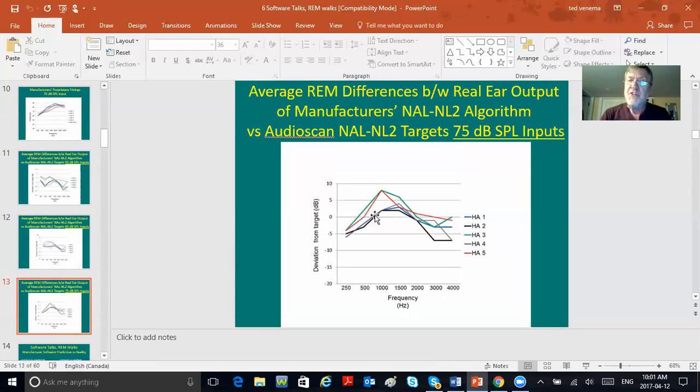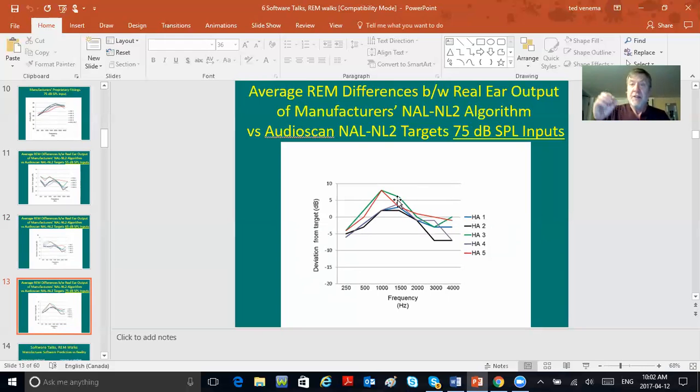Now, for 75 dB SPL inputs, most of the hearing aid manufacturers are deviating once again from true NAL2 targets. But what are they doing in this case? They're asking for more. Now you're into the plus. And that again is another indication of how the manufacturers are actually applying the fitting method in a more linear way. Because what does linear mean? Same gain for soft, medium, and loud inputs, right? That's what linear gain means.